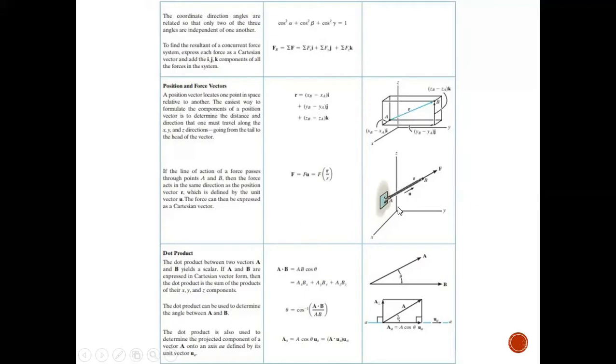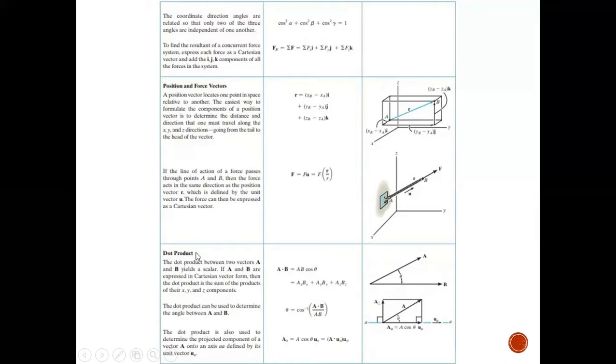Here is the example showing that the line of action of the force passes through points A and B, then the force acts in the same direction as the position vector R. Then you can use this formula to find F.